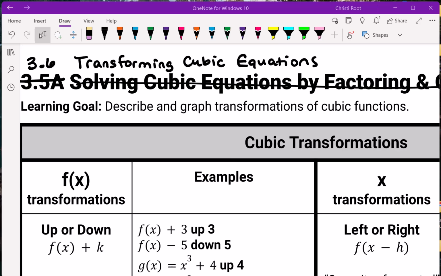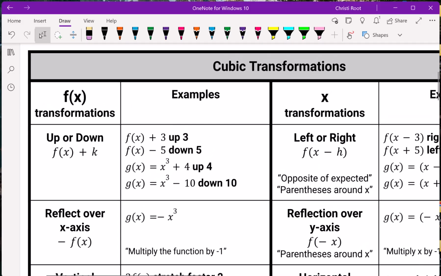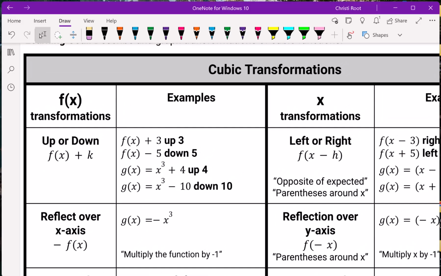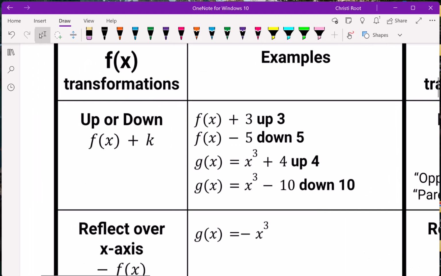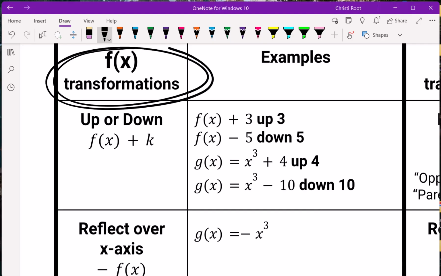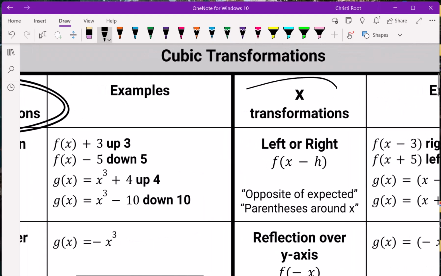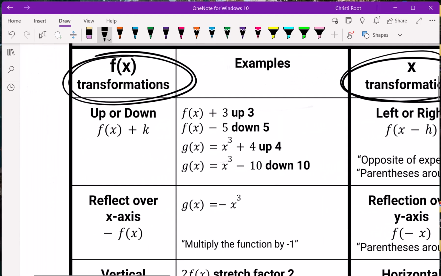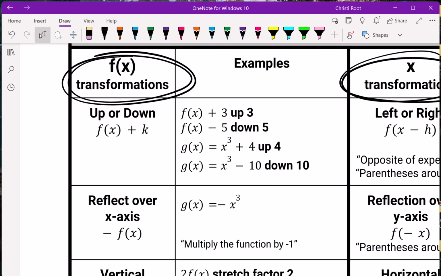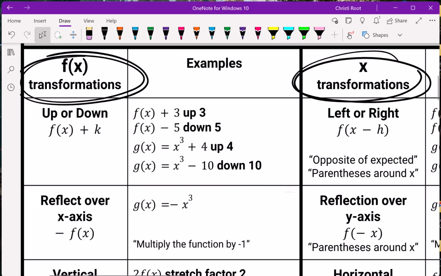All right, so this video is about lesson 3.6. We are transforming cubic equations. And the good news is that all of this stuff is the same thing that you did from chapters 1 and chapters 2, where you've got f of x transformations and you've got x transformations. What I mean by that is, are you adding, subtracting, multiplying? What are you doing? Is it to the function, or are you just affecting the x or not?